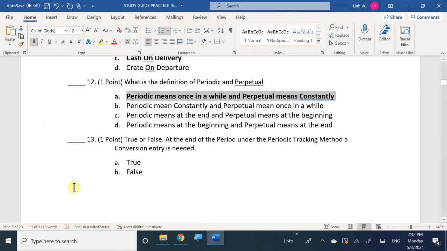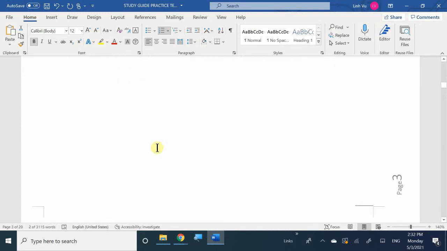All right, number 13. True or false? At the end of the period under the periodic tracking method, a conversion entry is needed. True. Yes, because we recognize our inventory as expenses first, and then at the end of the given period, we need to convert it to show that we actually have inventory. So yes, you need a conversion entry.